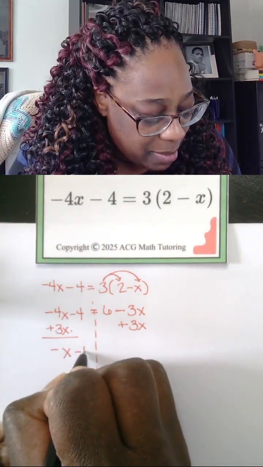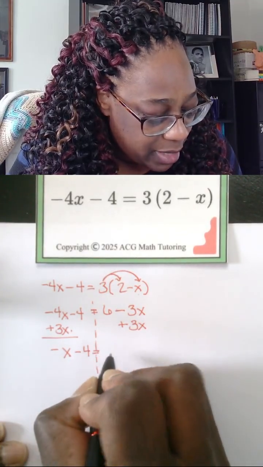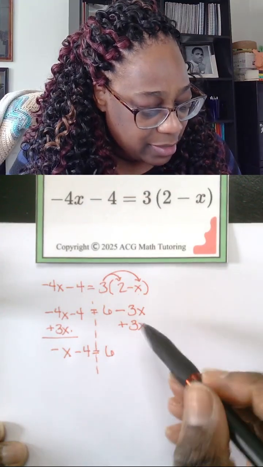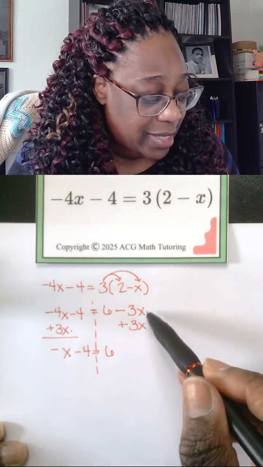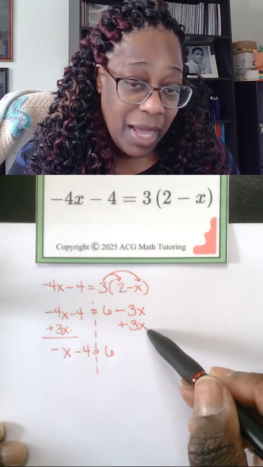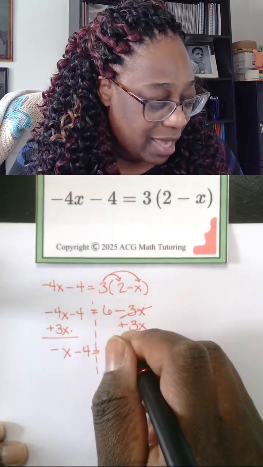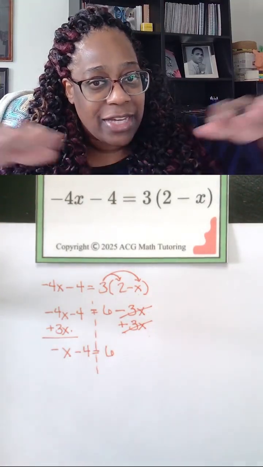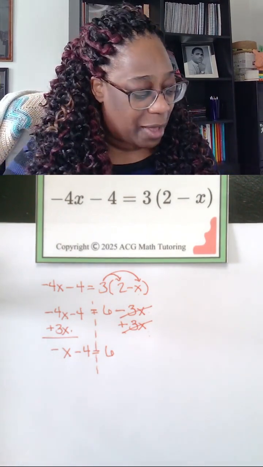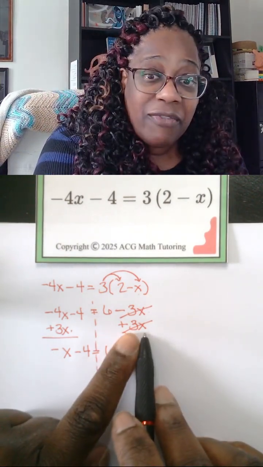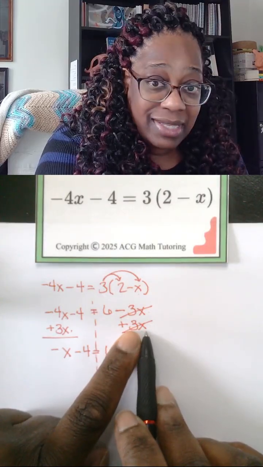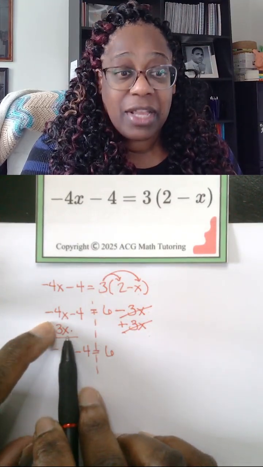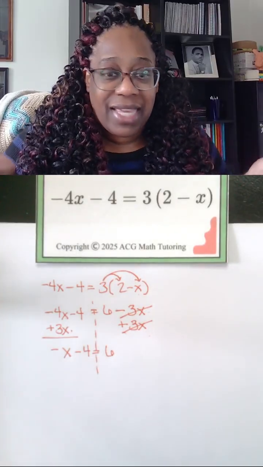I'm going to bring down my minus 4, the equals, and the 6. What happens over here is a negative 3x and a positive 3x. They cancel out to give me 0. Not 0x, 0. Just cancel it out. Because remember, we moved everything over from the right-hand side to the left-hand side. So we always got to even things out.